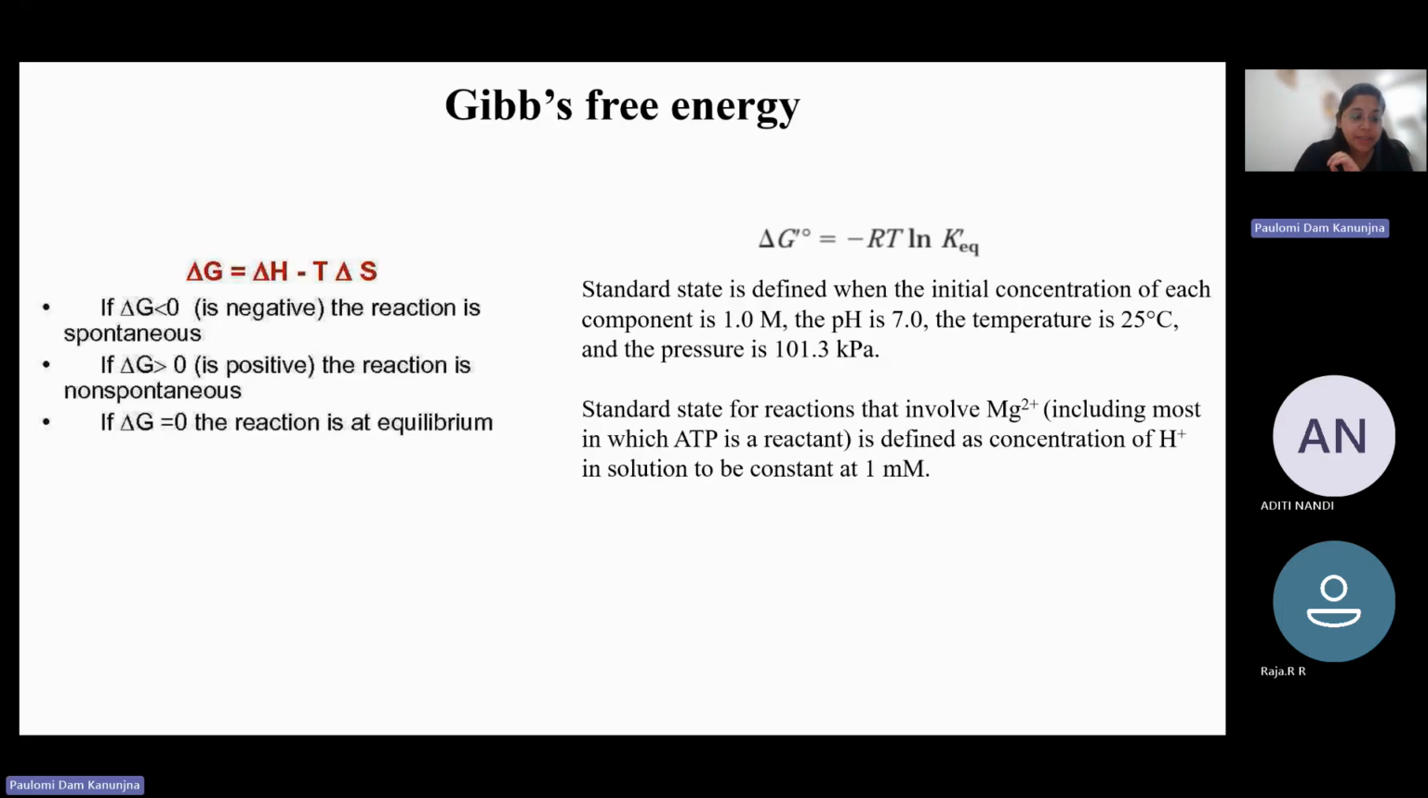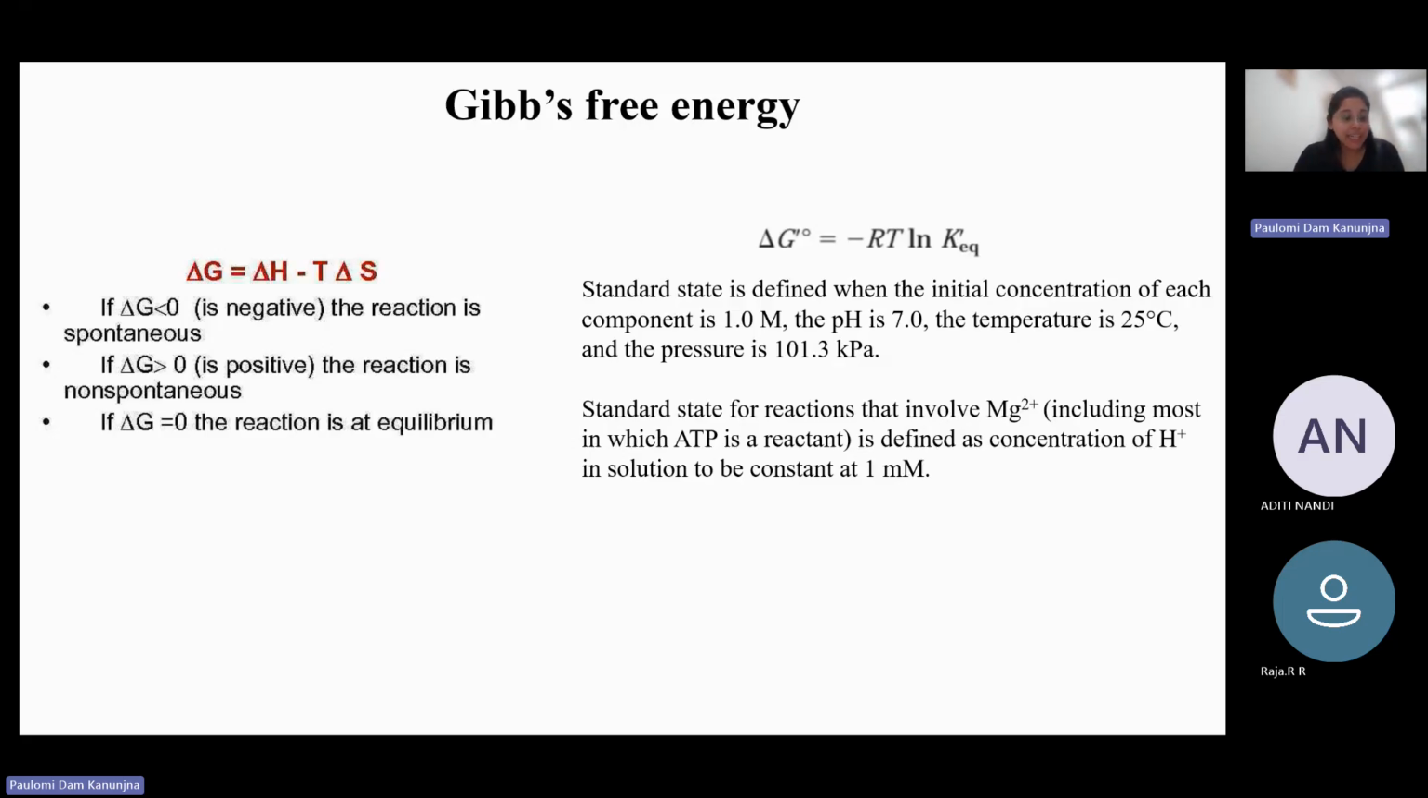Conversely, if the reacting system takes up heat from the surroundings, which is endothermic, then your delta H will have a positive value. So you have a delta H which works according to what is the heat content. Are you releasing heat while you're undergoing chemical reaction? Are you taking in heat, right? T, as we know, is temperature.